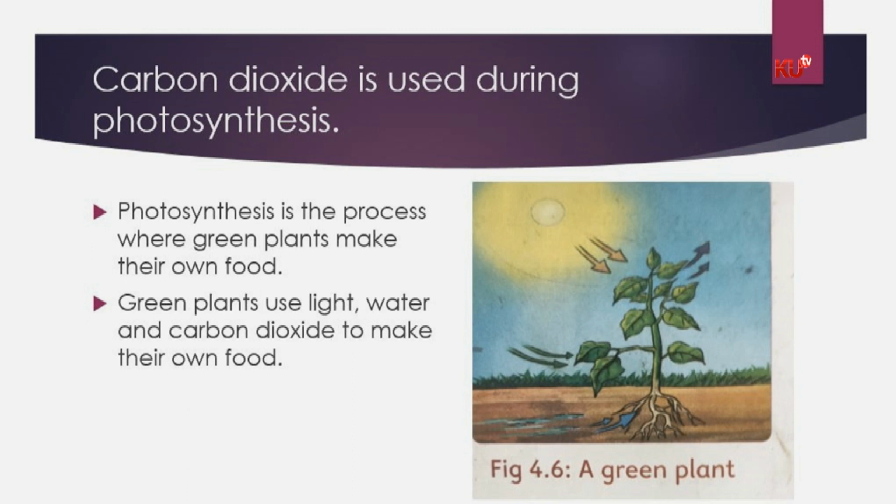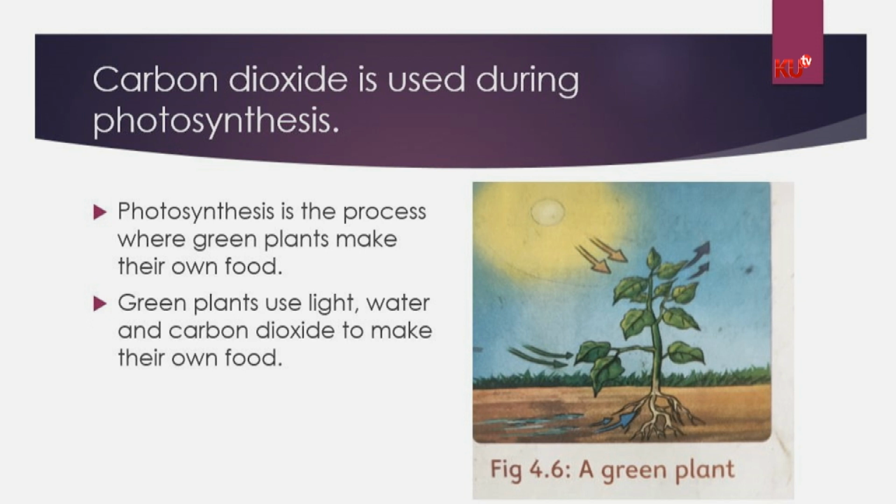Photosynthesis is the process where green plants make or manufacture their own food. The process where green plants, and green plants, these are plants which have green leaves. We have others like mushroom. They do not have green leaves, so they are not green plants. They are called non-green plants. Therefore, green plants manufacture or make their own foods through a process called photosynthesis.